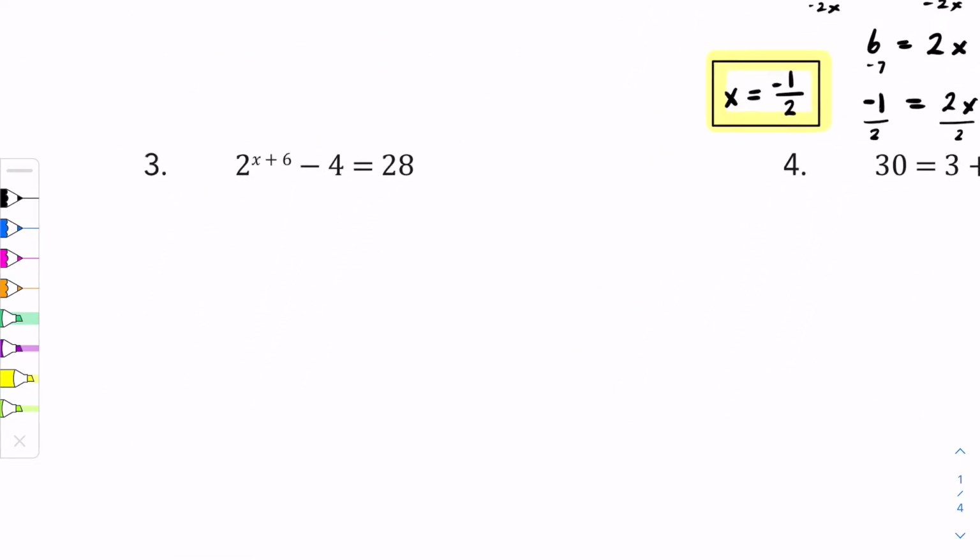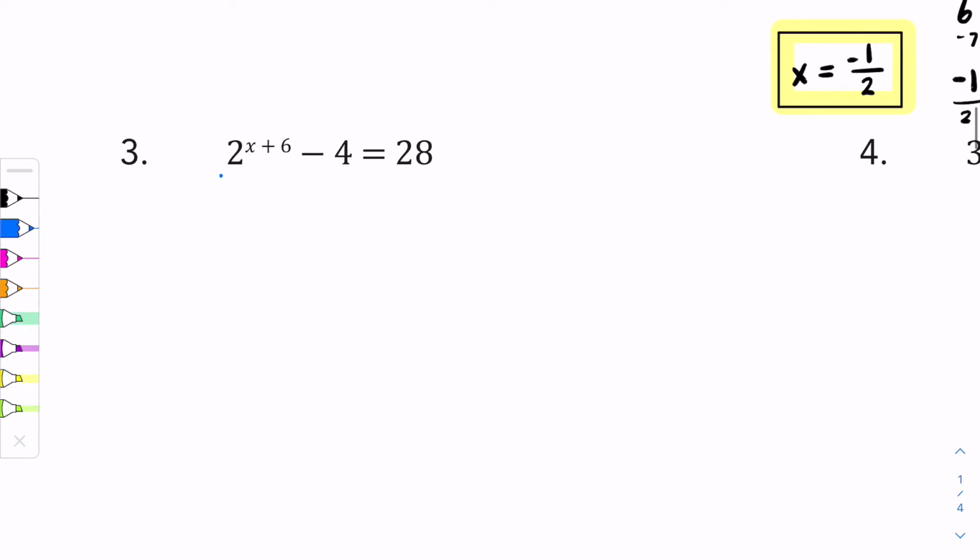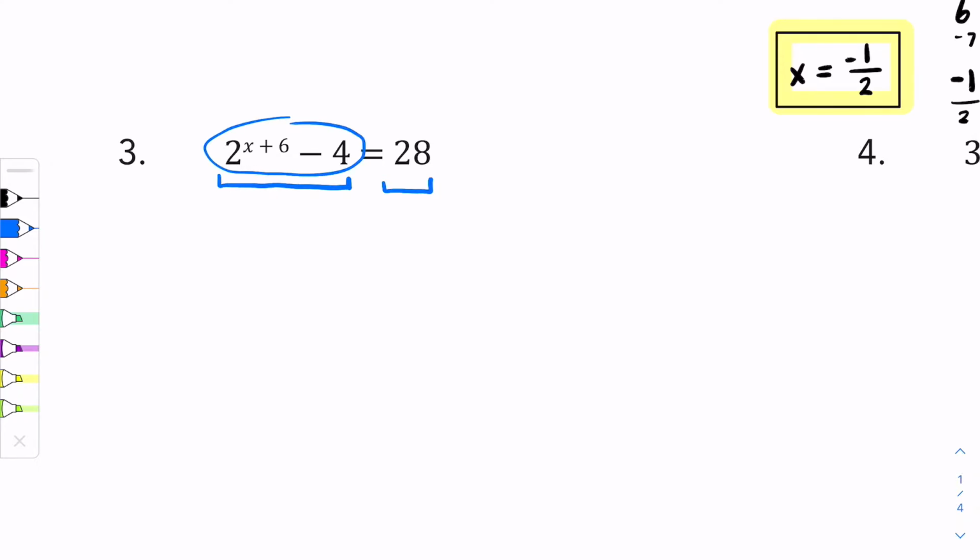For number 3, here's one where we have to do a little bit of work before we can create common bases, because this side of the equal sign has multiple terms. We only want one term on each side. So I'm going to add 4 to both sides of this equation in order to eliminate my double set of terms on the left. This gives me 2 raised to the power of x plus 6, and this is equal to 32. Now I have one single term on each side.